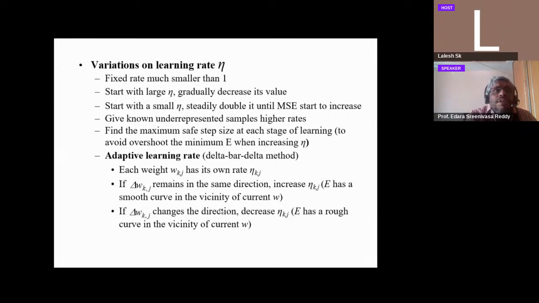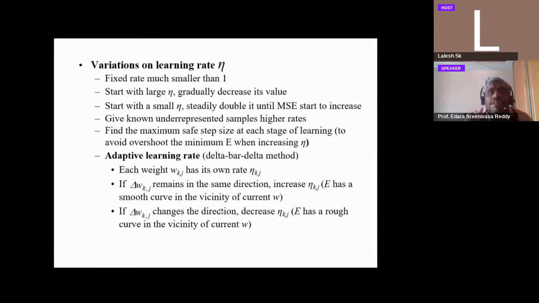And variation of learning rate: fixed rate much smaller than one. Start with large eta, gradually decrease its value. Start with a small eta, steadily double it until mean square error starts to increase. Give known underrepresented samples higher rates. Find a maximum safe step size at each stage of learning.